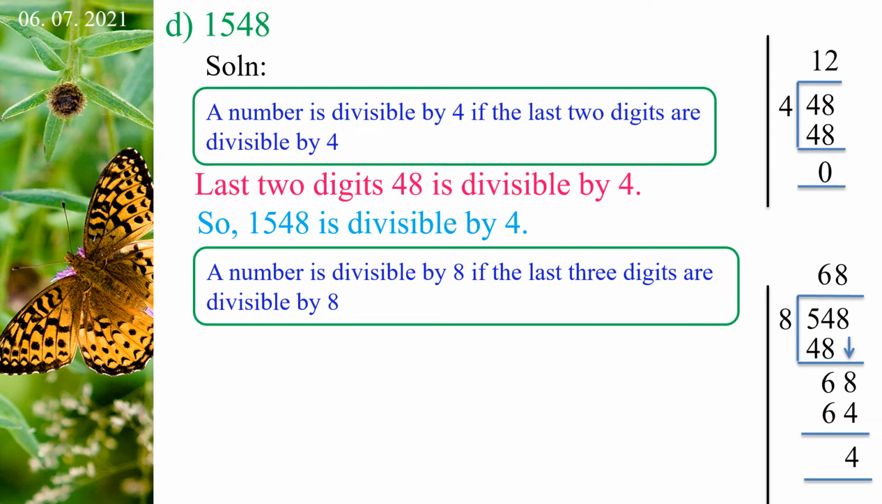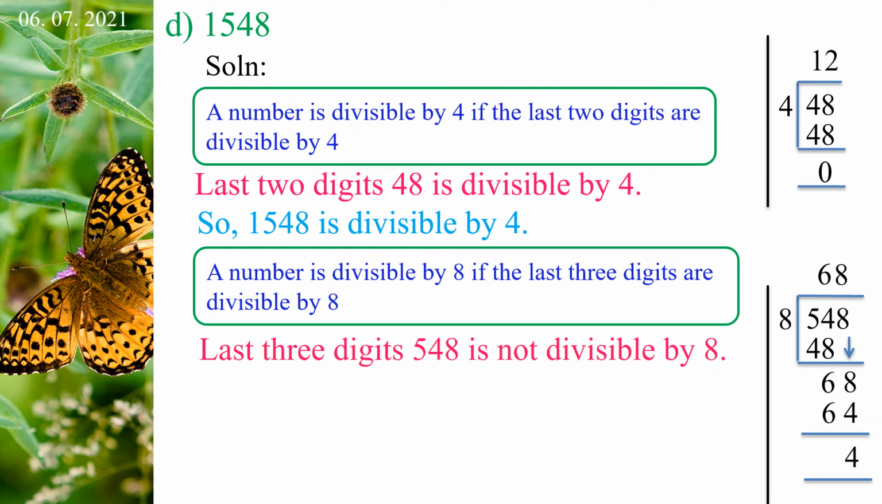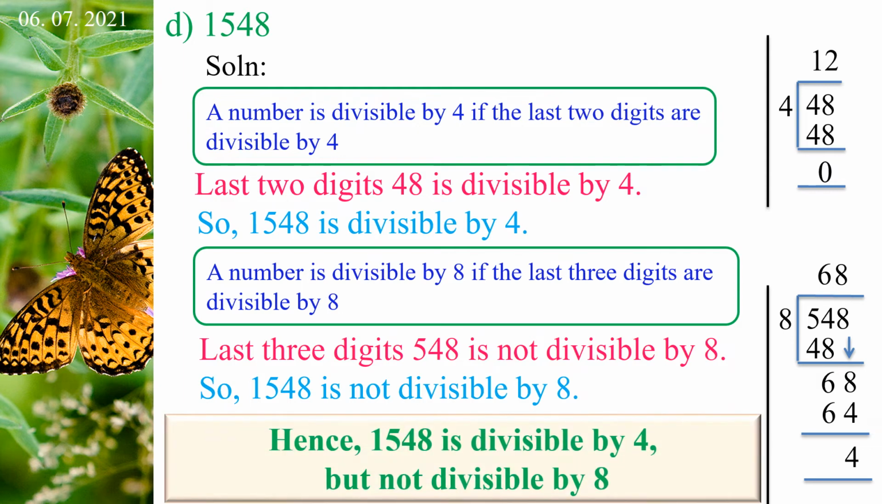So 548 is not divisible by 8. That is, the last three digits 548 are not divisible by 8. So 1548 is not divisible by 8. Hence, 1548 is divisible by 4 but not divisible by 8.